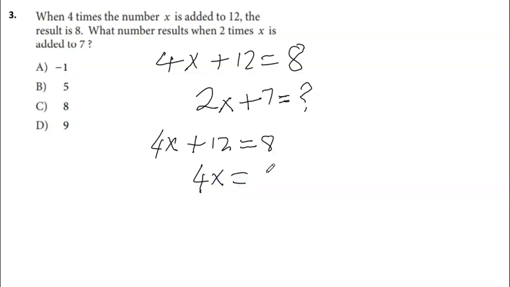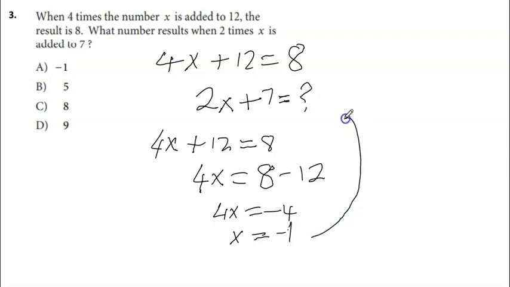I have my equal to sign. 8 is already here. If I bring plus 12 to the right side, it becomes minus 12. So with this, I have 4x equals minus 4. All right, and x equals minus 1.